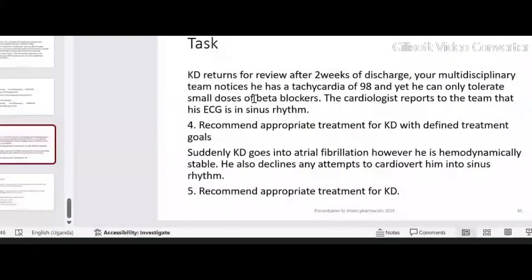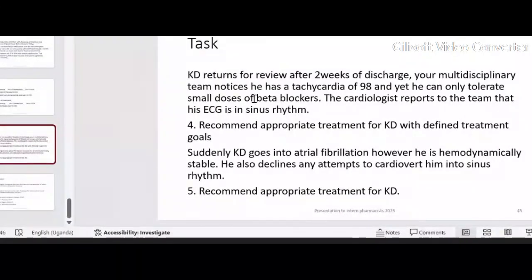Finally, not finally, but second but not last but not least, KD returns after 2 weeks for review. He's coming back for review, and he meets your team. But now he has a tachycardia of 98. Yet he can tolerate only small doses of beta blockers. If you try to increase the bisoprolol from 2.5 to 5, the guy gets what? He becomes weak. He starts telling you, 'Hey, doctor, I'm very tired.' The cardiologist is telling you the ECG looks good. The guy is in sinus rhythm. But the problem is what? Tachycardia. He has a sinus tachycardia.